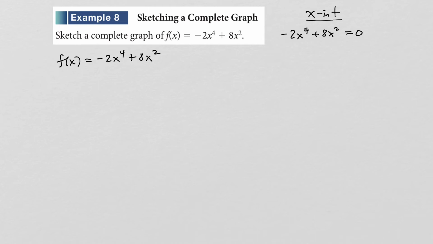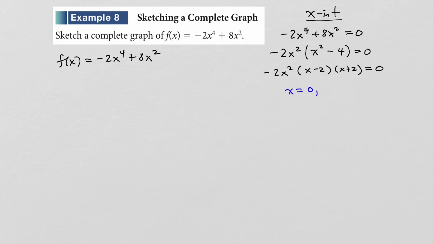And we can typically solve this by factoring. So I can pull out a negative 2x squared, and that will leave us with x squared minus 4. And then if we keep on factoring, we will end up with negative 2x squared times x minus 2 times x plus 2. And the solutions here to this equation are x equals 0, 2, and negative 2. And so these will be our x-intercepts.